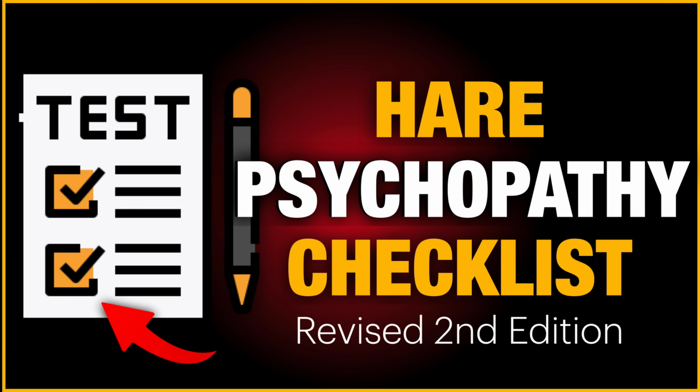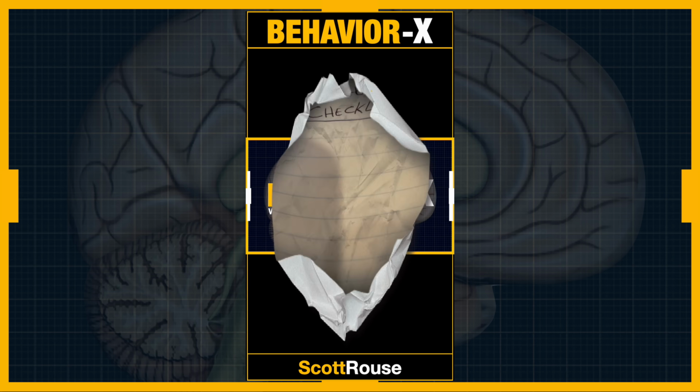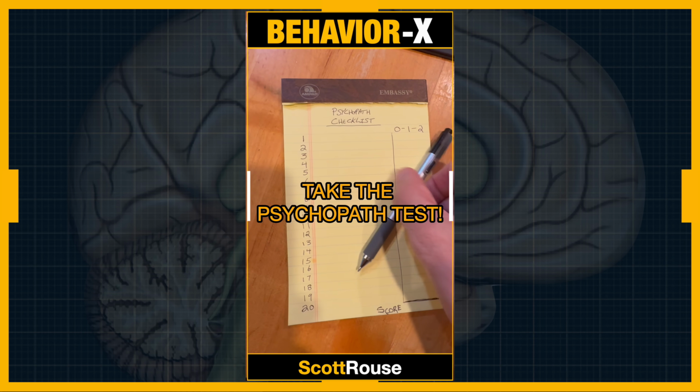Today, you are going to take the psychopath test. It's actually called the Hare Psychopathy Checklist. This is the second edition revised, so it's up to date. Now, here's how you put your list together. All right, so get a sheet of paper, doesn't matter how big.